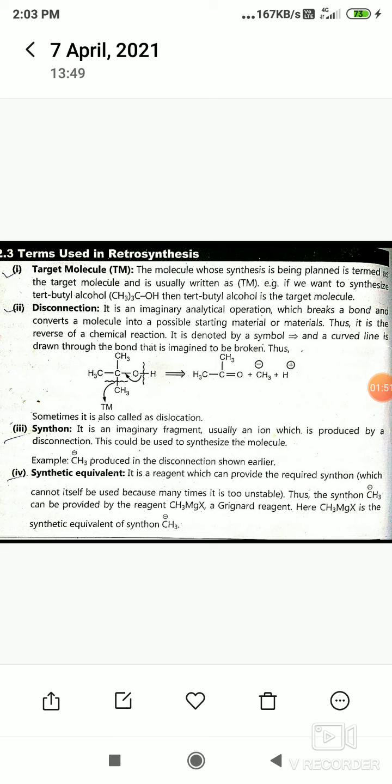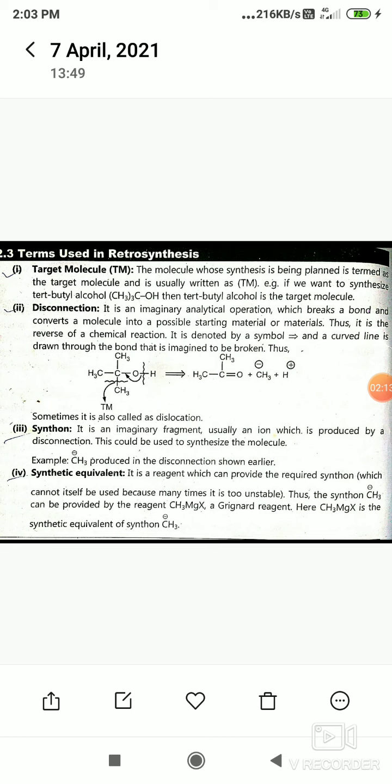Next, synthon. A synthon is an imaginary fragment, usually an ion, which is produced by a disconnection. This could be used to synthesize the molecule. For example, CH3 minus produced in the disconnection shown earlier.